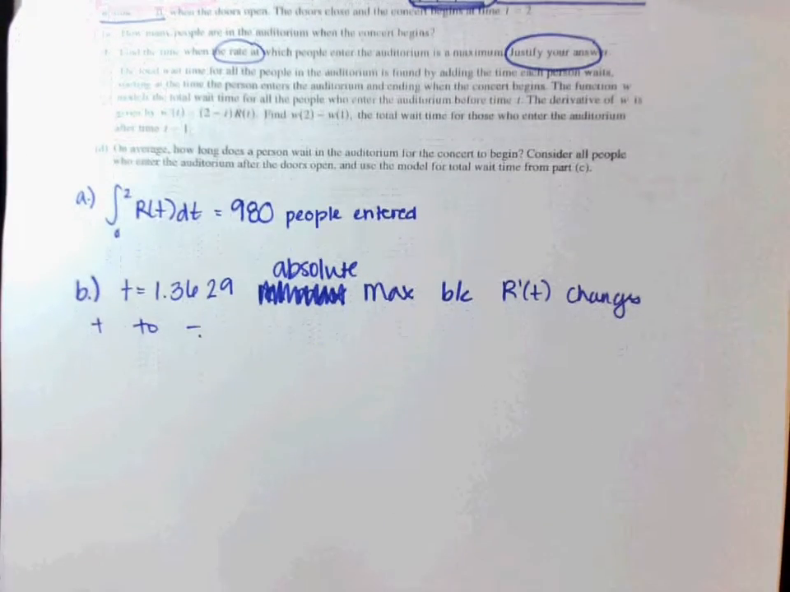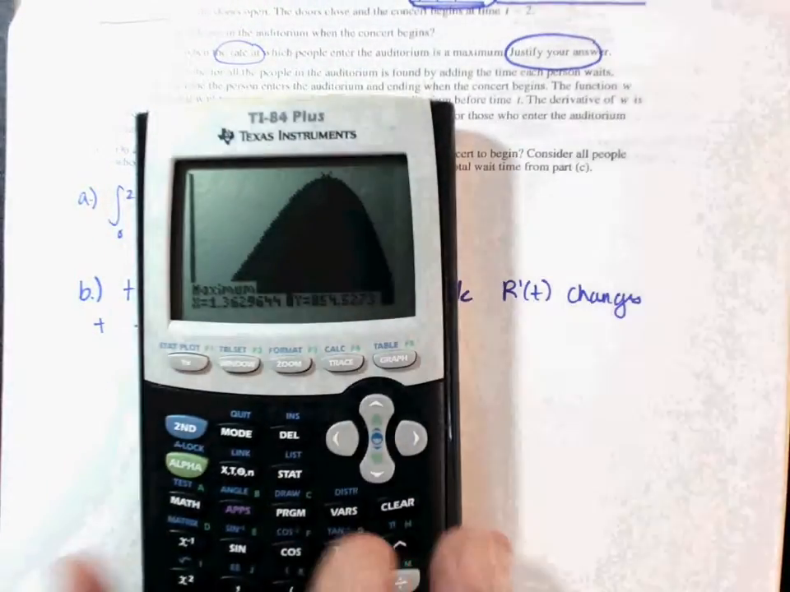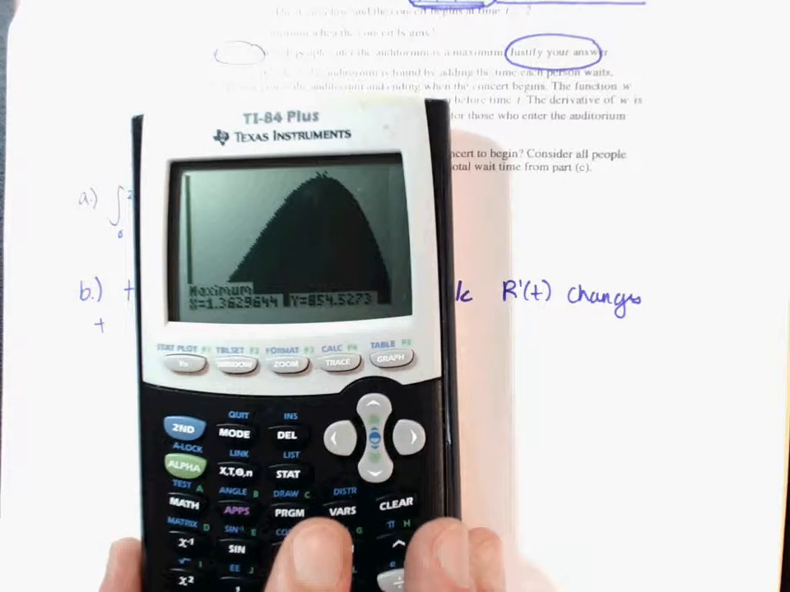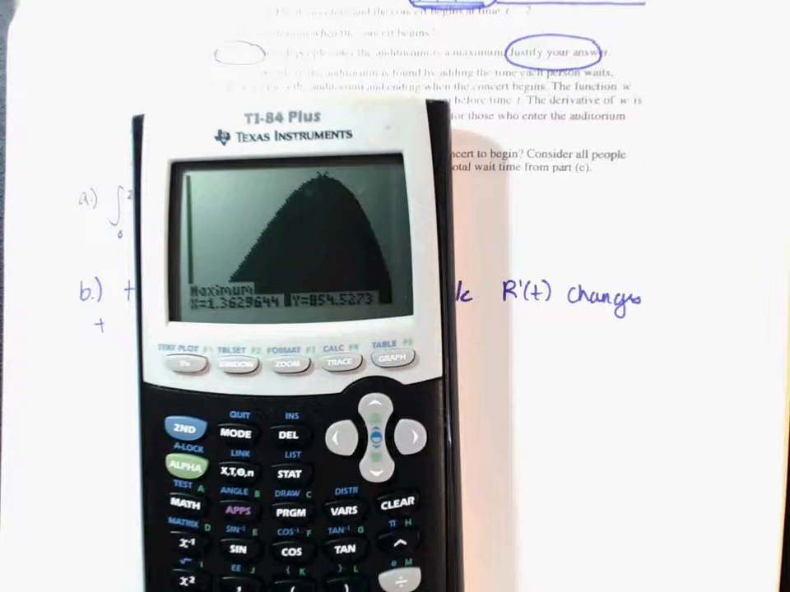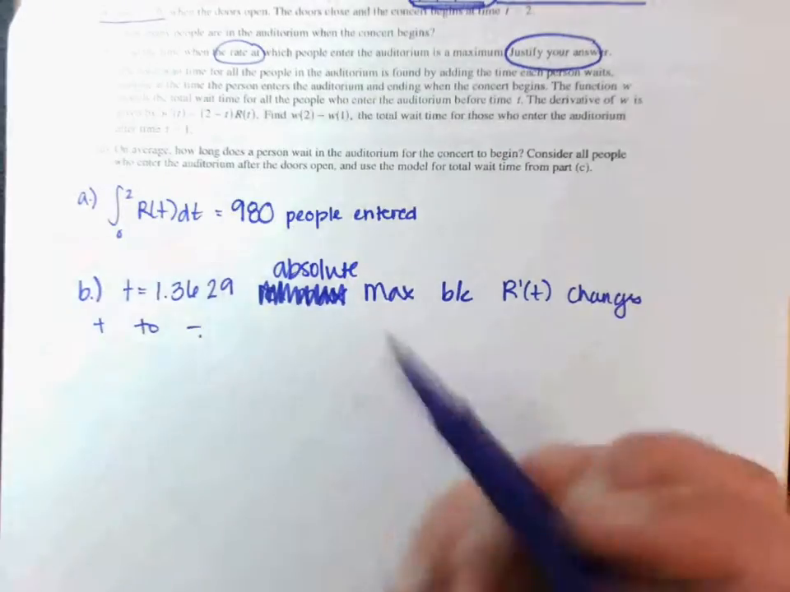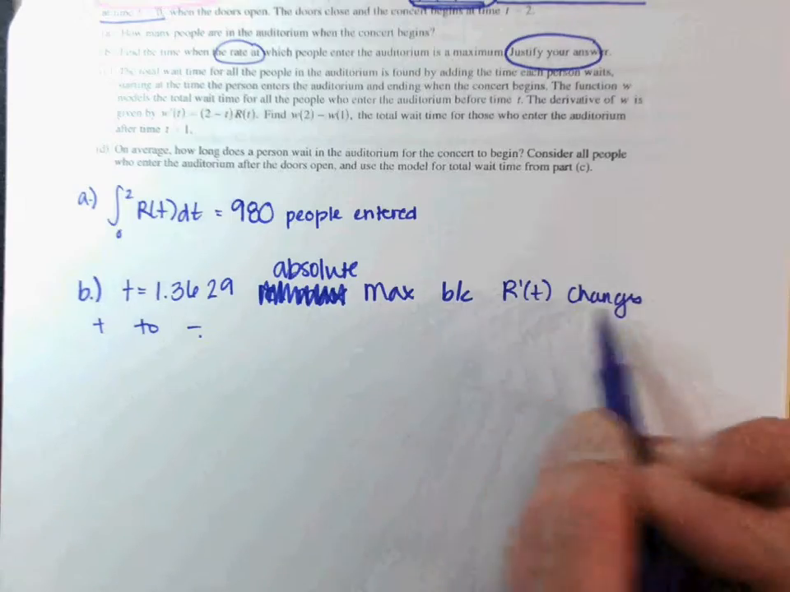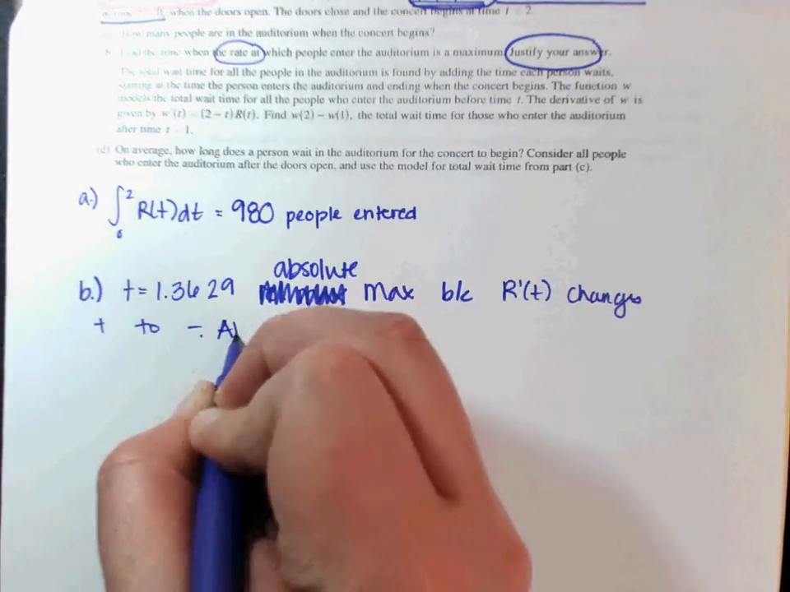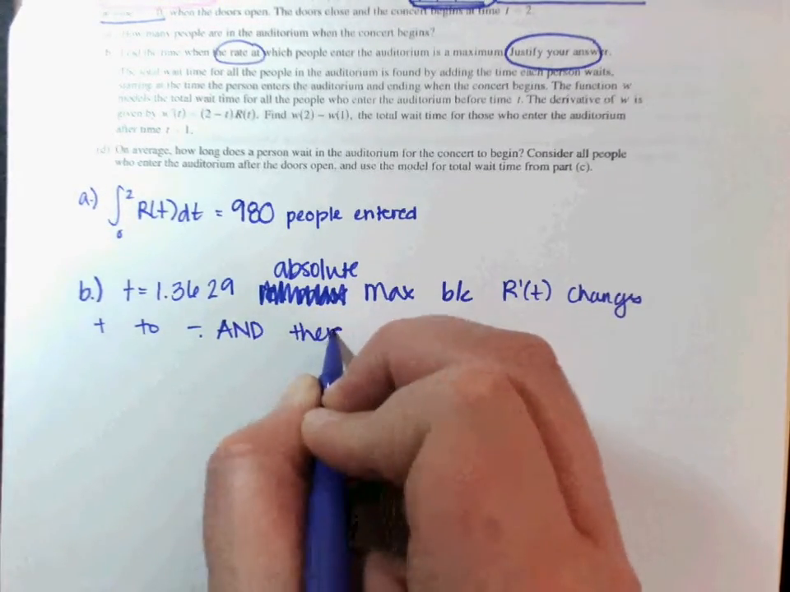Now, I want to just go back over something with you. We used to say it's a relative max, but to prove that it's the absolute max, you have to compare it to the y values, unless there's only one critical number. Is this the only max in the graph? Yes, then you automatically know that it's the winner. Because if it goes up and then it goes down and it doesn't do anything else, that point has to be the biggest. So I'm going to put it's the absolute max because R prime changes plus to minus and there are no other critical numbers.